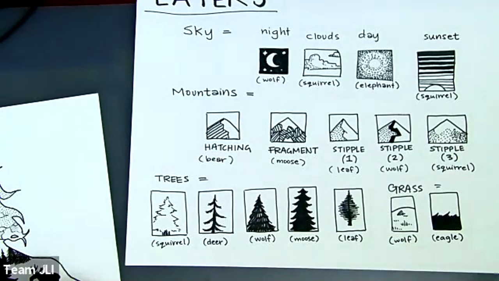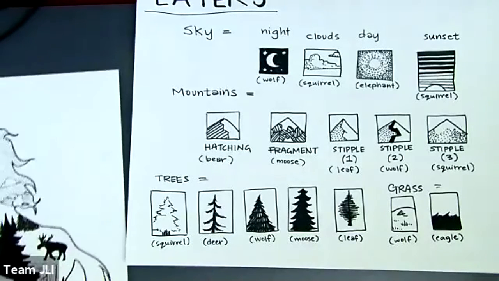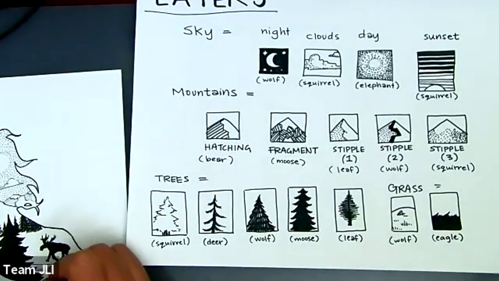Okay, Steph, what are you gonna do? I don't know. You just pick your favorite from all the ones you've done before, your favorite mountains, your favorite trees, stick them all together. Okay, stippling. Uh-oh, my moose is walking off a cliff here.